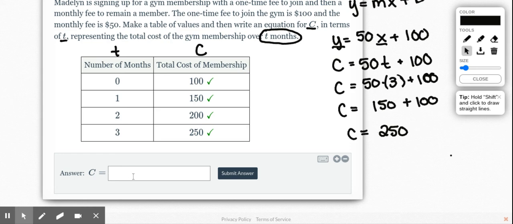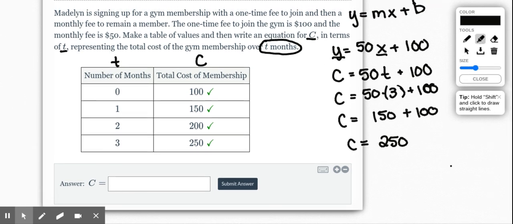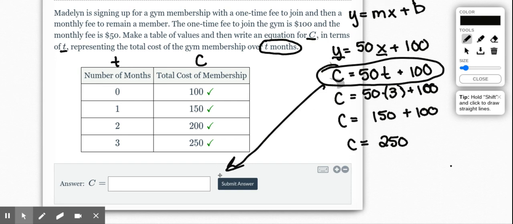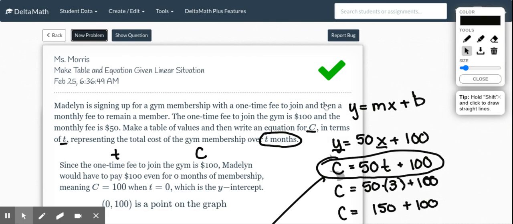This is where you need to write the equation. Remember, we need to write it in terms of the variables they wanted us to use. They wanted us to use C and T. So this is the one that's going to go down here. Notice they already have the C for you, so you don't have to write C equals. We just need to write 50T plus 100. If you don't use the variables they want you to use, you will get it wrong. Then we'll hit submit, say yes, and we'll get a check mark.